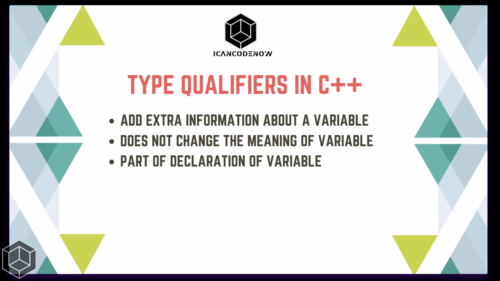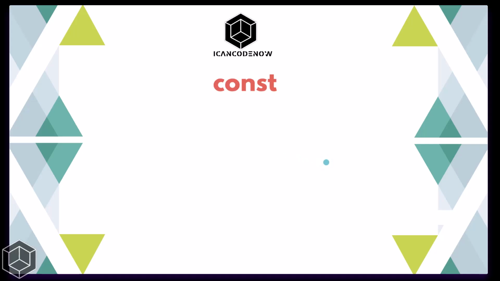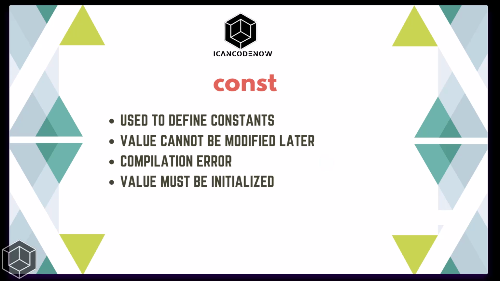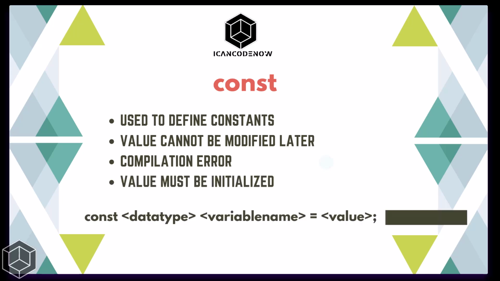In C++, there are 4 type qualifiers: Const, which stands for constant; Mutable, Volatile, and Restrict. Let's talk about each. A const object or variable cannot be modified once declared. We cannot change or modify its value. If an attempt is made to modify a const object or variable, the compiler will raise an error. Since the value cannot be changed later, a value must be assigned at the time the variable is declared. This is the syntax for declaring a variable with the const type modifier.